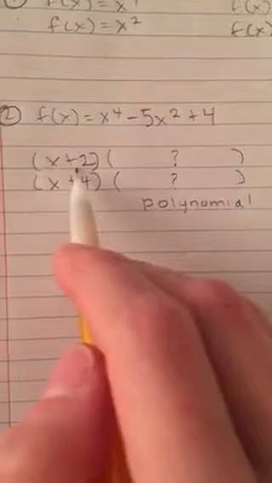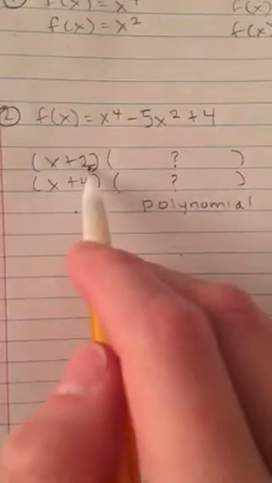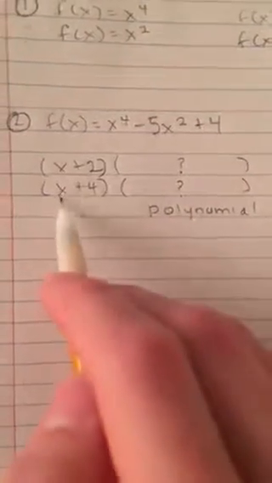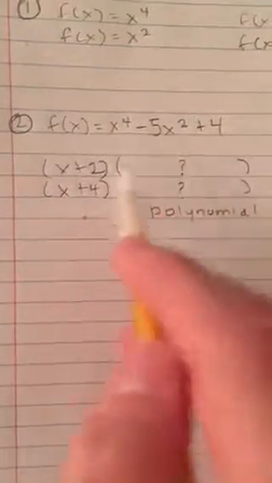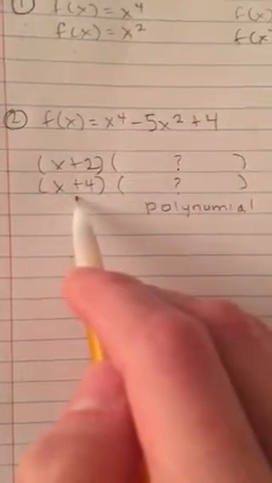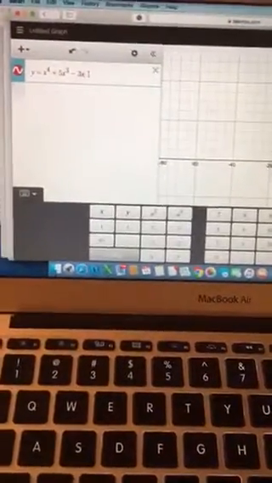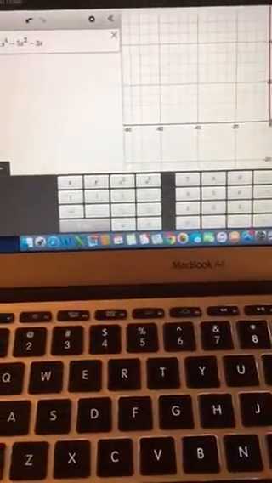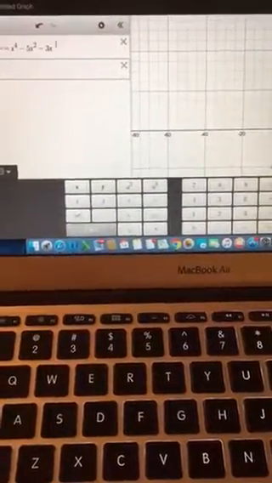So if x plus 2 is a factor, then this graph is going to pass by -2. And if x plus 4 is a factor, then this function is going to pass by -4. You following me? All right, so back up to Desmos. I'll get rid of this guy, and I'm going to change him into x to the 4th. This is just minus 5x squared, so minus 5x squared, and then plus 4.